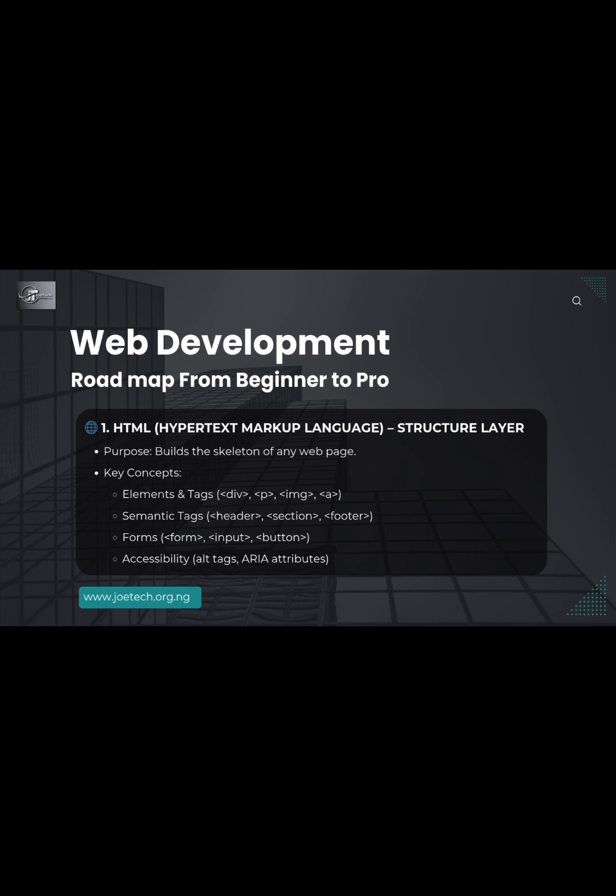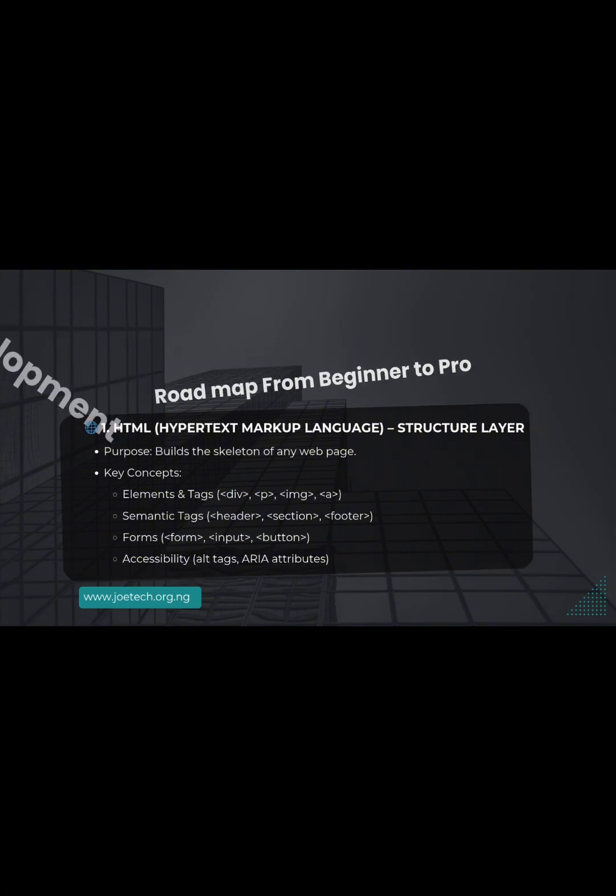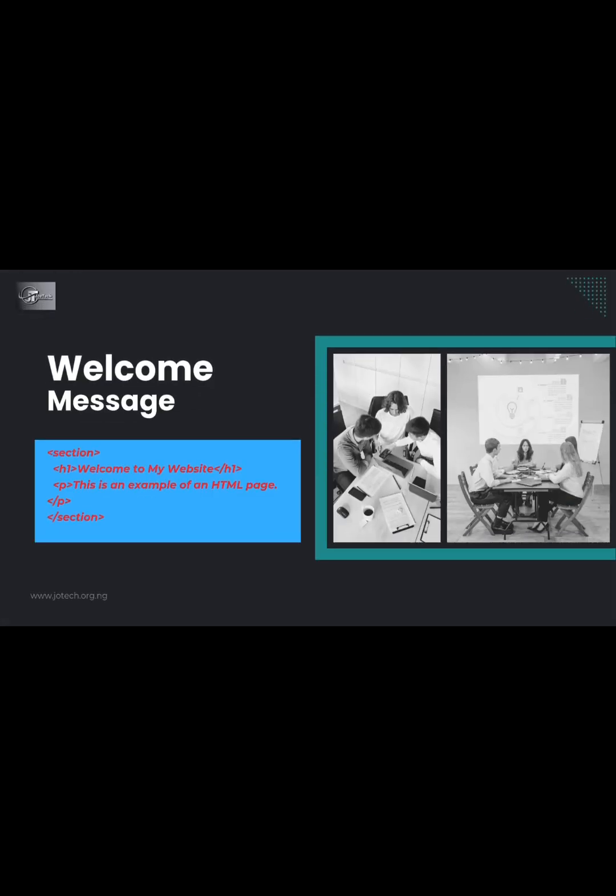Examples: when we write H1, which stands for heading, P, which stands for paragraph, IMG, which stands for images, and form, which helps us to put in input and button. All these that are listed are called tags. Without HTML, nothing would show up in the browser.